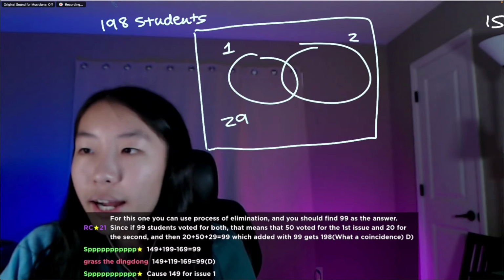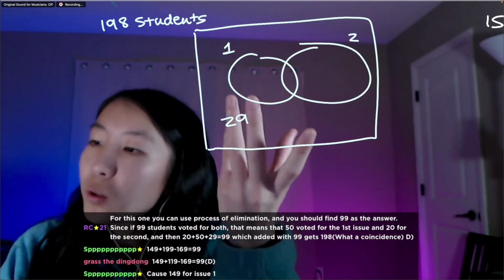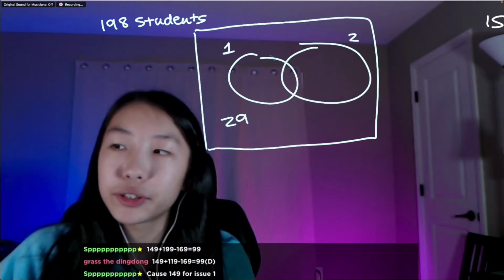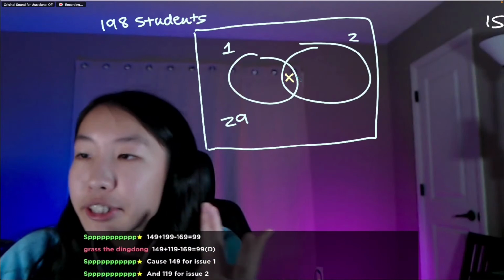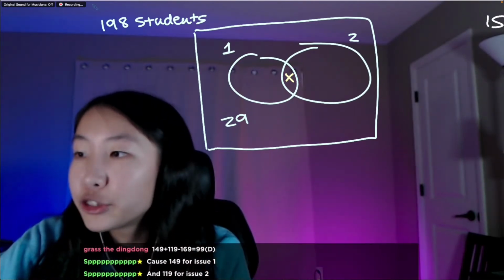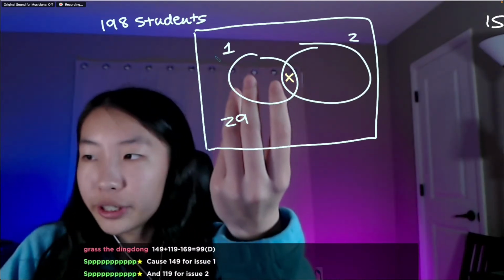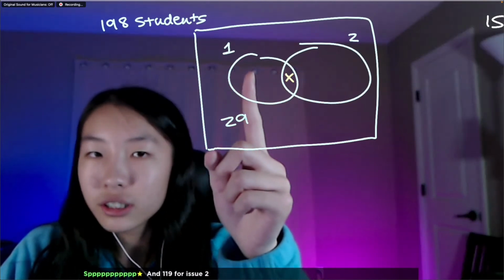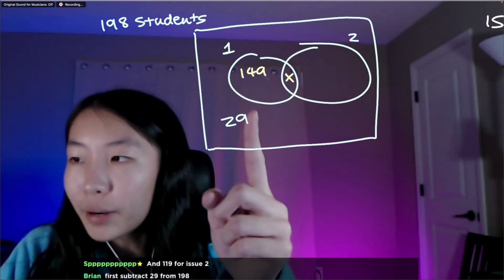The only thing that we don't know is, what's in the middle? What students voted for both of them? What's helpful here is to create a variable because we don't know it. So let's just call it X. That's a very common variable name. What we do know is that 149 students voted in favor of the first issue, so this circle over here is 149. But if we want the left part, which is the kids who voted for just issue 1 but not issue 2, that's going to be our total 149 minus x.